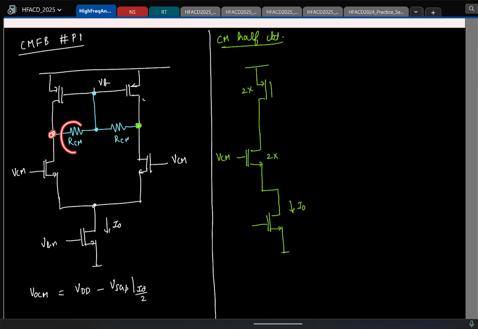Now at the output I have a resistor RCM. Again, when I fold, the two resistors get put in parallel, so this becomes RCM by 2. I am shorting these two, which means the two resistors are put in parallel, RCM by 2, and the other end of the resistor is connected to the gate of the PMOS. That's it.